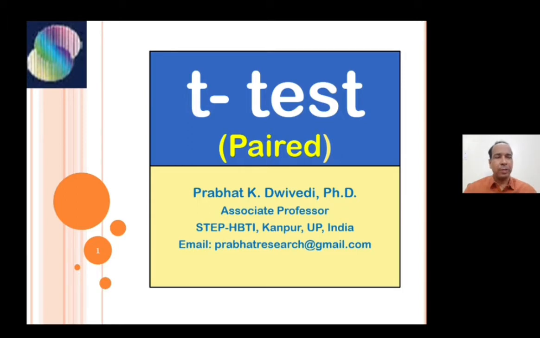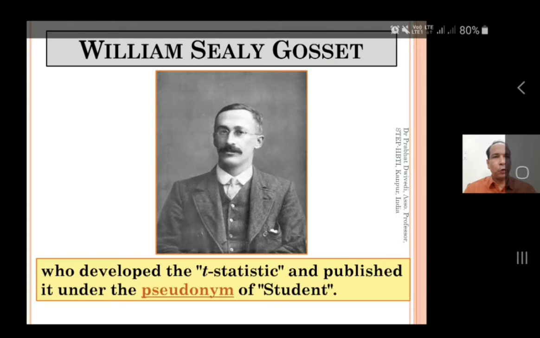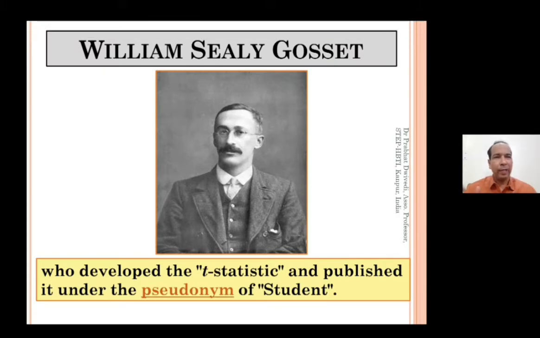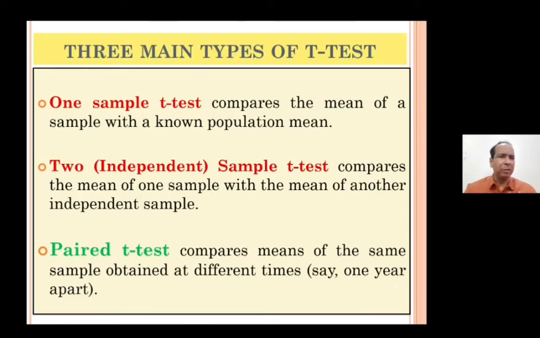Today I'm going to discuss with you the paired t-test. As you know, the t-test was developed by William S. Gossett with his pseudonym Student, and he mainly developed three kinds of t-tests: for one sample, for two samples, and the paired t-test. I have already discussed with you the one sample and two sample t-tests.